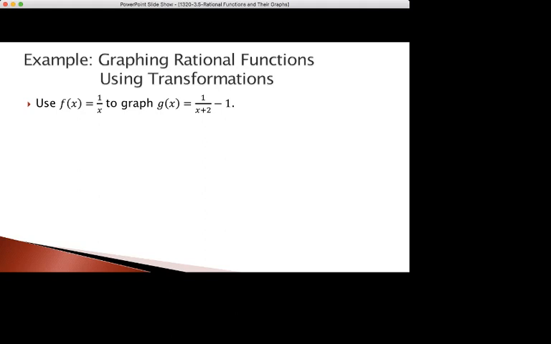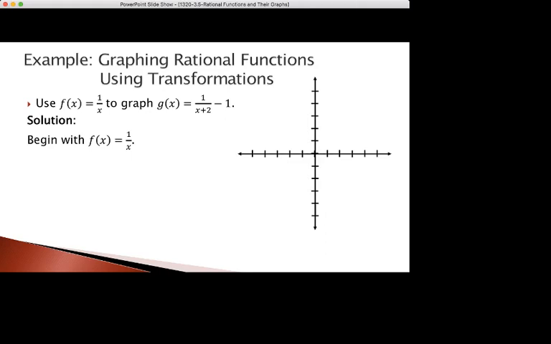We are going to use this, along with transformations, to graph the function g of x equal to 1 over x plus 2 minus 1. So, we want to use this function 1 over x, transform it, and get the graph for g of x. So, let's go about how to do that. So, first up, we begin with f of x is equal to 1 over x, which makes sense given that we want to graph g of x based on this function. So, let's start with this function 1 over x.